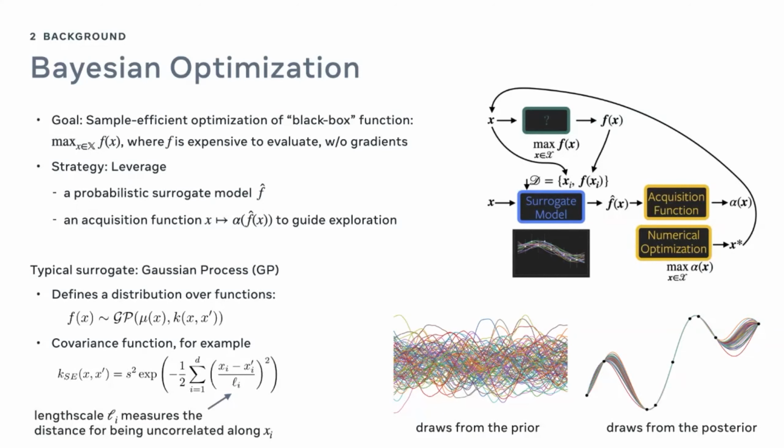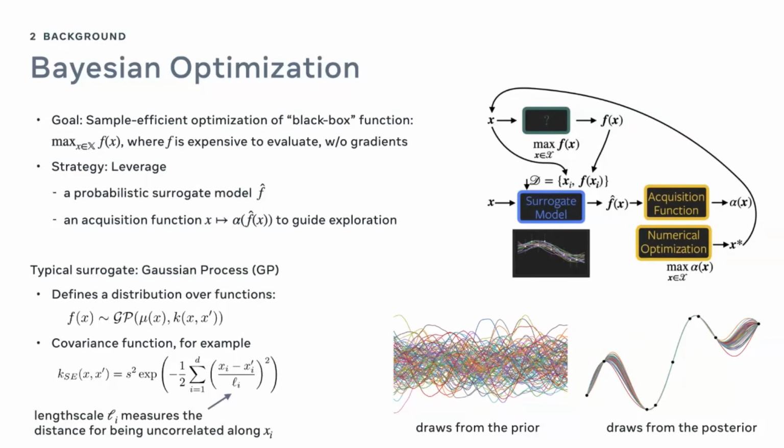The typical surrogate in Bayesian optimization is a Gaussian process, which defines a distribution over functions with the mean function mu and a covariance function k. For instance, the squared exponential one that you see here, where in this case the length scale l_i measures the distance for being uncorrelated along the parameter x_i. And Gaussian processes are nice because they're non-parametric flexible models that are known for their well-calibrated uncertainty estimates, and we'll use those uncertainty estimates in the optimization.